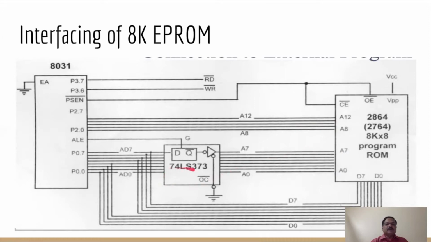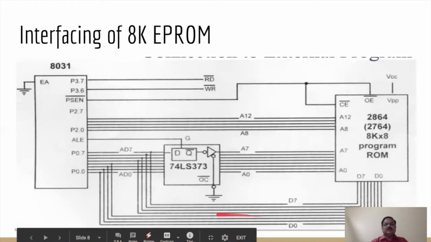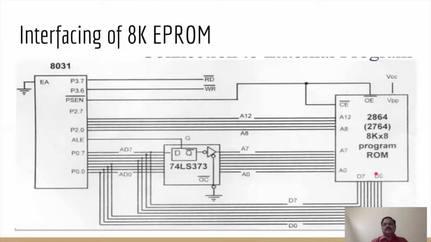Here you can see the octal latch that is used for separating lower order address and data lines. The data lines are connected to D0 to D7 of the memory chip, and the higher order address lines from port 2, A8 to A12, are used here for accessing the memory. However, the remaining lines 13, 14, 15 that are not shown are kept open, disconnected. Since this is the EPROM, the PSEN signal you can see here is used as the read strobe, read only memory.